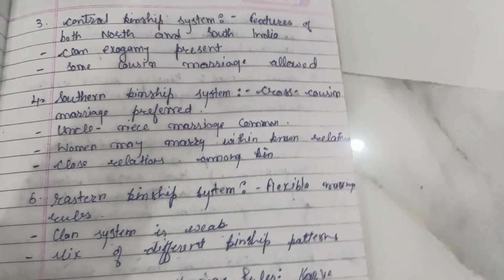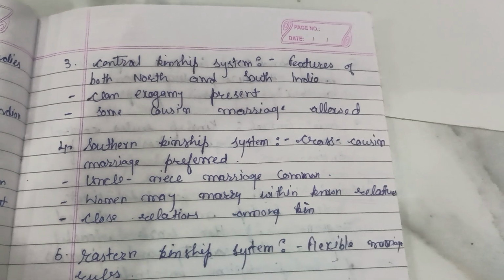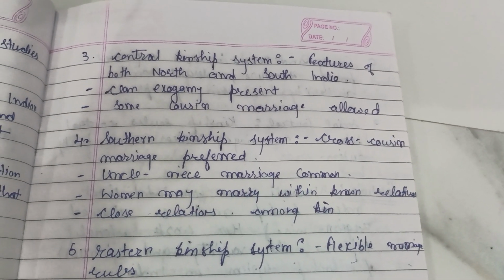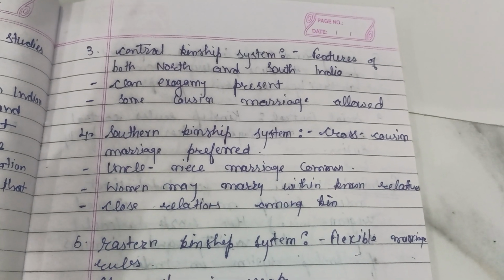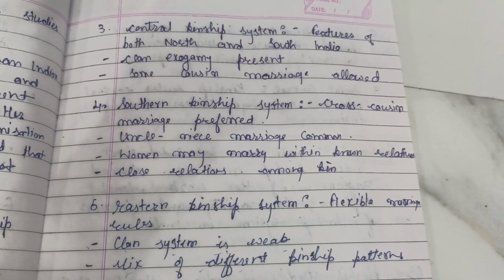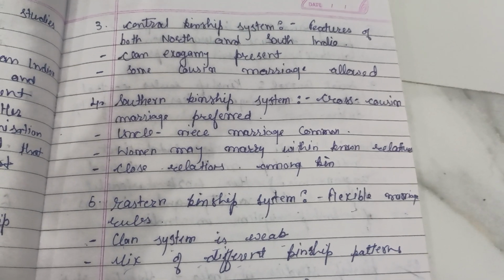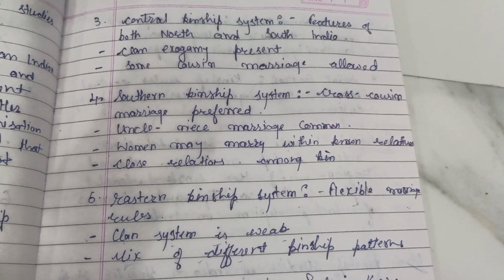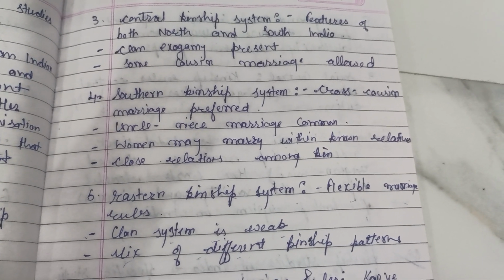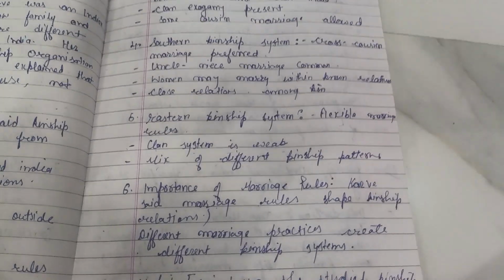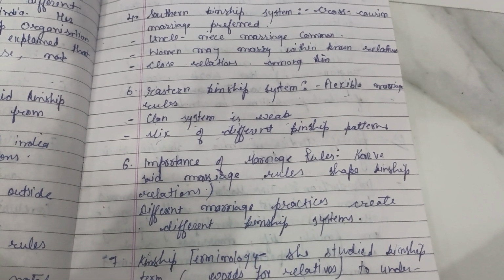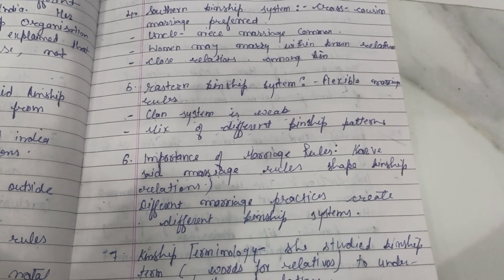Central kinship system: a feature of both North and South India. Clan exogamy present, some cousin marriage allowed. Southern kinship system: cross cousin marriage preferred, uncle niece marriage common. Women may marry within a known relation, with close relations among kin. Eastern kinship system: flexible marriage rules, clan system is weak, a mix of different kinship patterns.